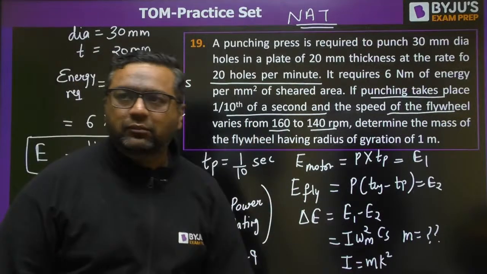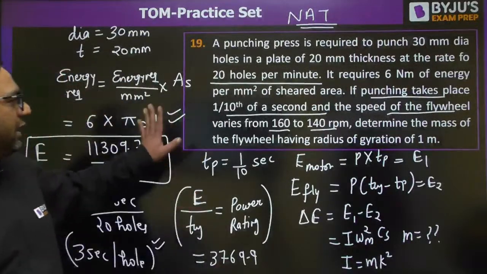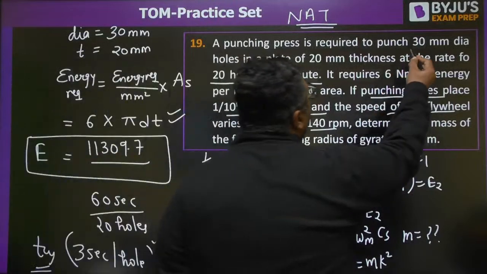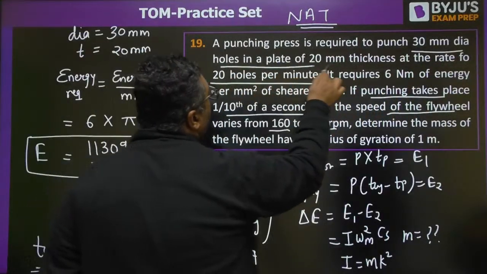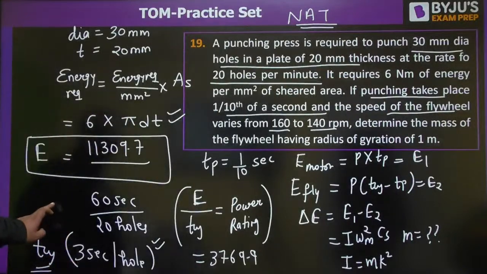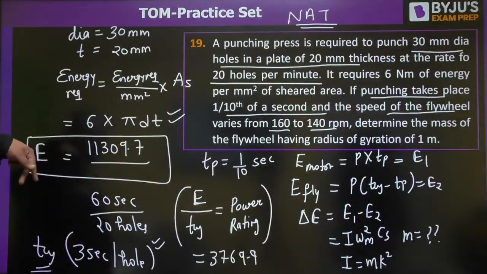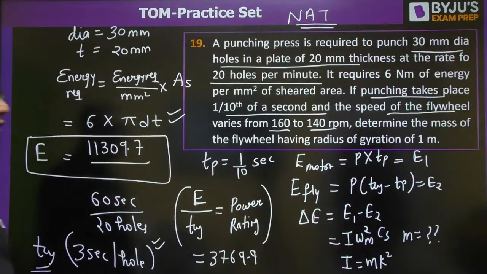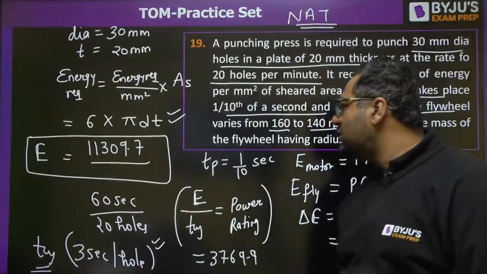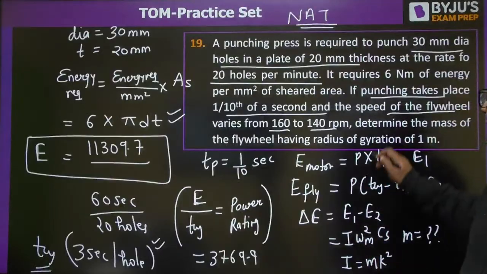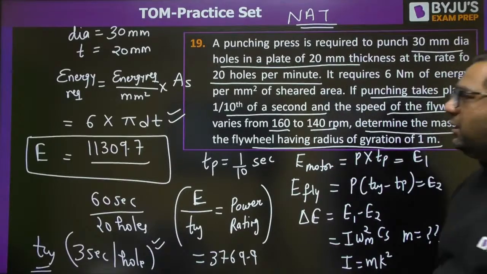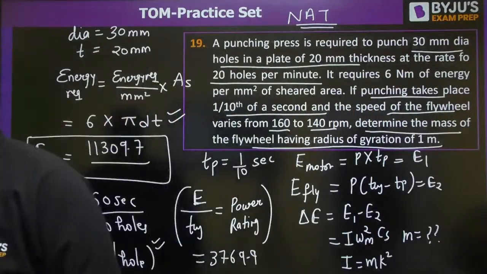Now see this question. Without looking at the solution, you can try this. A punching press is required to punch a 30 mm diameter hole in a plate of 20 mm thickness. It is a similar question, but a different one. You try this, because you need to find the answer. The answer is not there in this slide. So you can solve it and get the answer. You need to determine the mass of the flywheel having a radius of gyration of 1 meter. Solve this question by yourself.